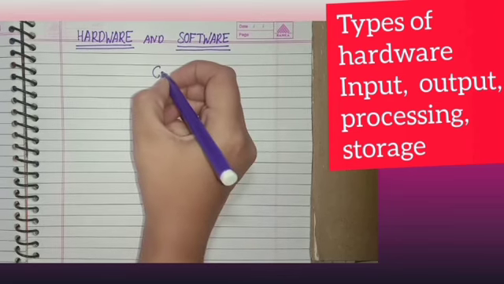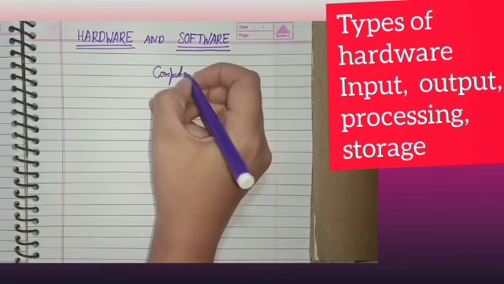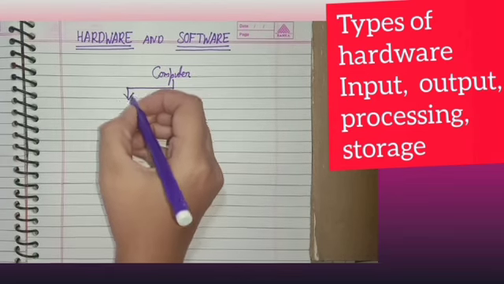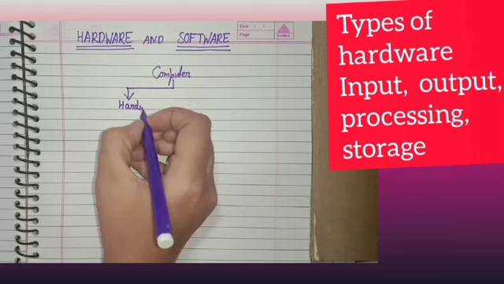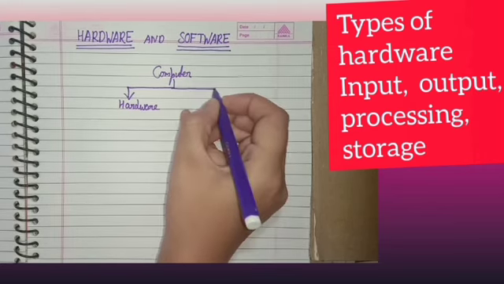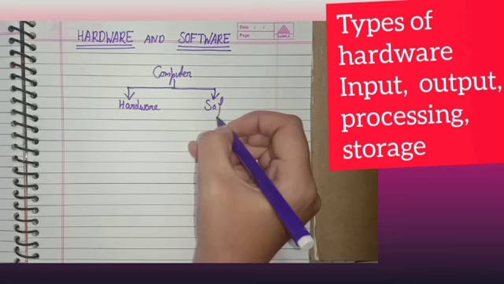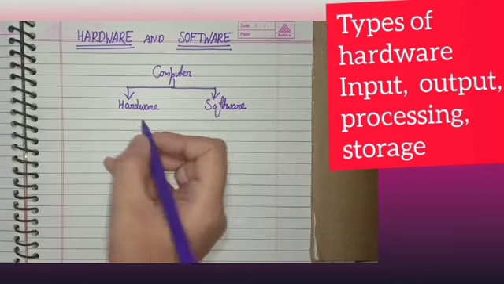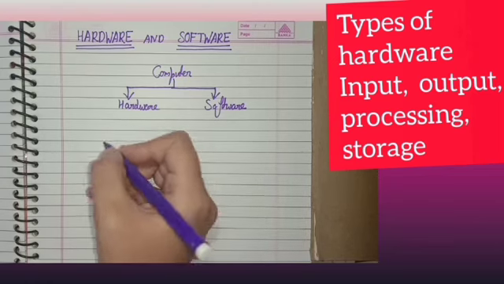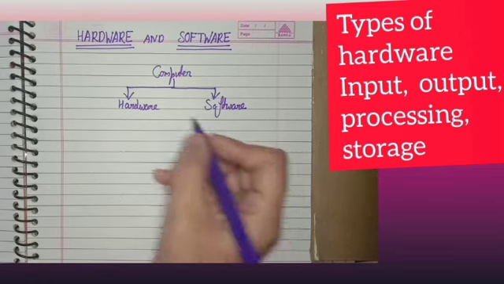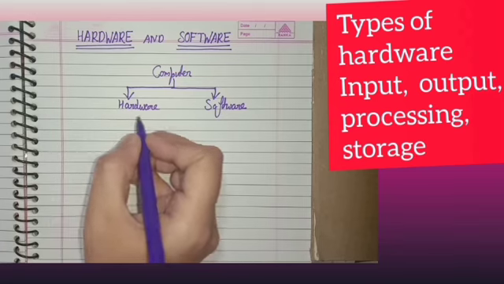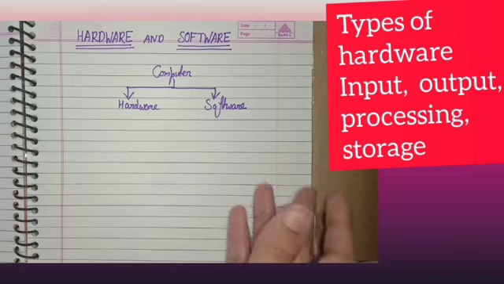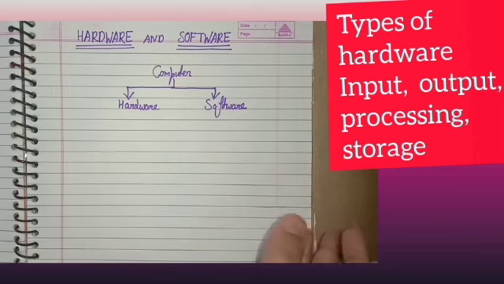A computer system, as we know, is a combination of hardware and software. Alright, and there are different types of hardware devices and there are different types of software. Hardware is the physical part of the computer that we can touch, see and use. For example, monitor, keyboard, mouse and much more.